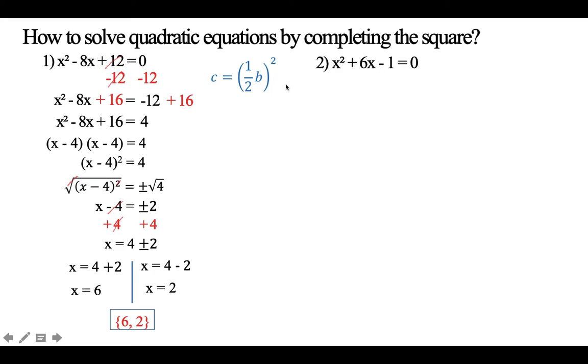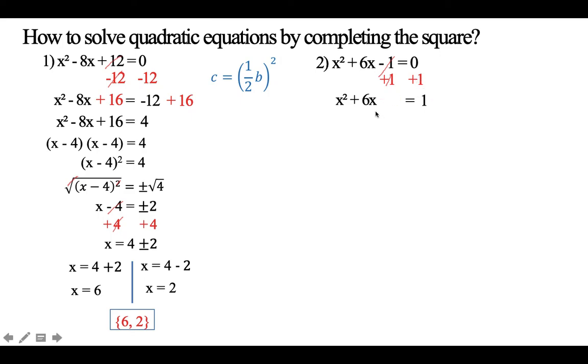So let's try one more example. x squared plus 6x minus 1 equals 0. Okay, so we're going to take out this c. We want to make it empty. So we will add 1 to both sides so that it becomes x squared plus 6x is equal to 1, because this will be taken out, and 0 plus 1 here is 1.